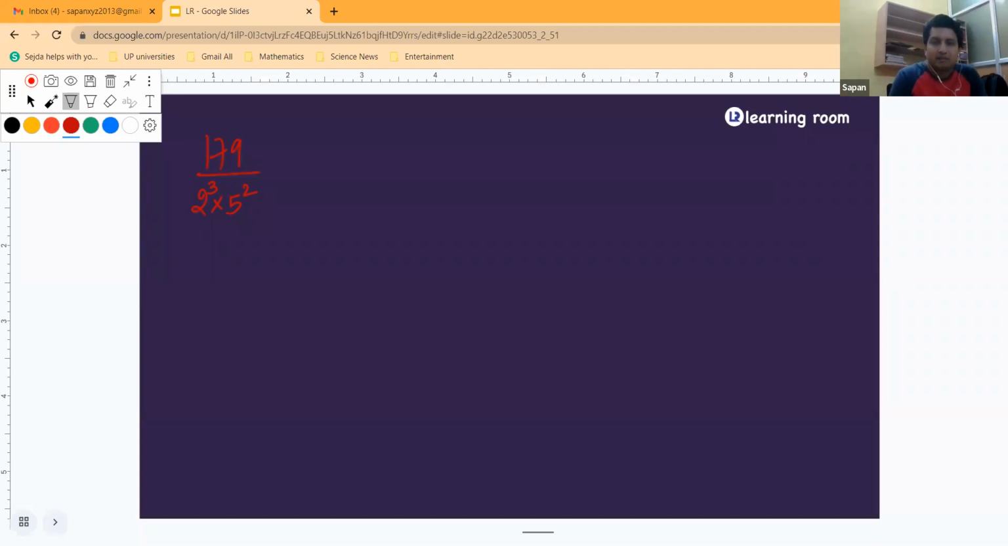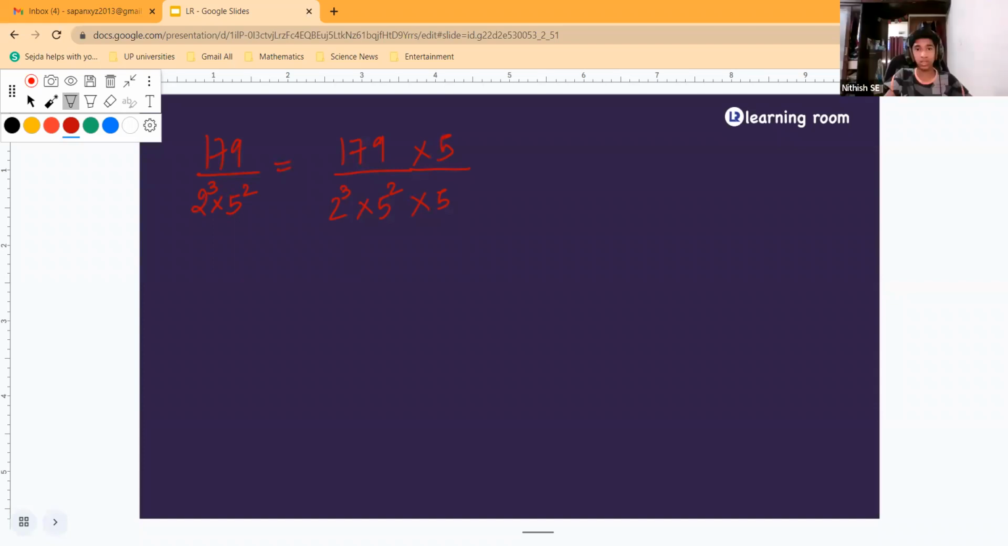Let's say I have a number 179 divided by 8 into 25, which comes around 200. So let's see a calculation. Is it okay if I write this as 2 cube into 5 square into 5 and to balance it, into 5? Is it okay? Very good.